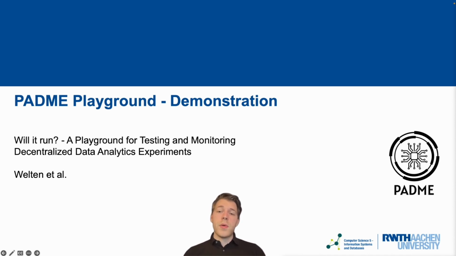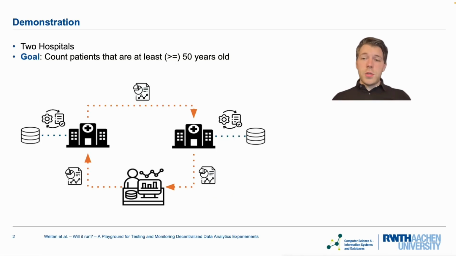To do this, we will replicate an experiment that was already presented in the paper as part of our evaluation. To be more precise, we will replicate the user study we carried out. So let's have a short recap of the use case goals and setting to have everyone on the same page. For this use case, we modeled 2 hospitals that provide data about their patients. In our evaluation, we then asked 29 participants to develop an algorithm with the goal to count the number of patients that are at least 50 years old.